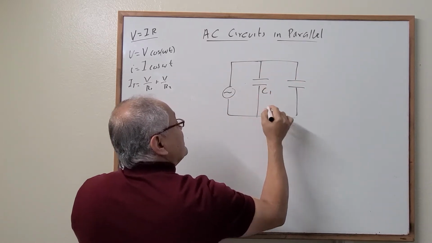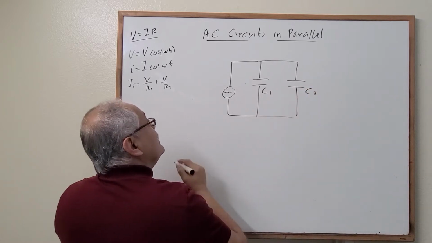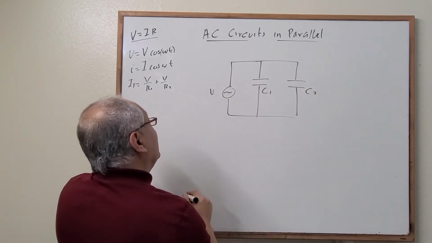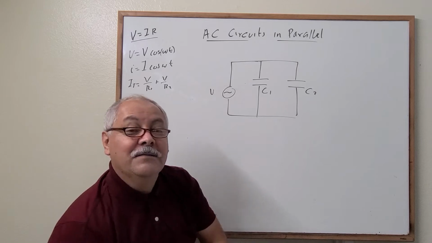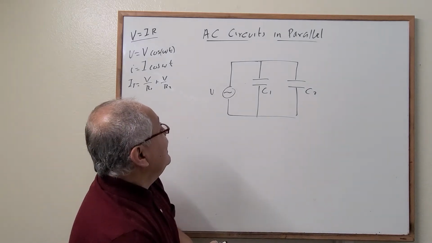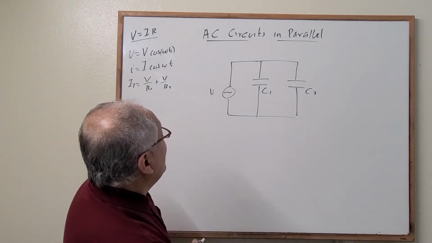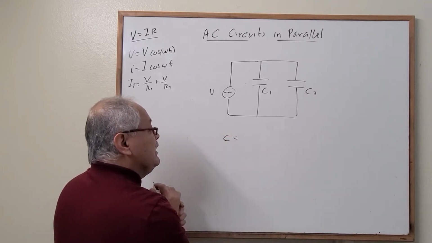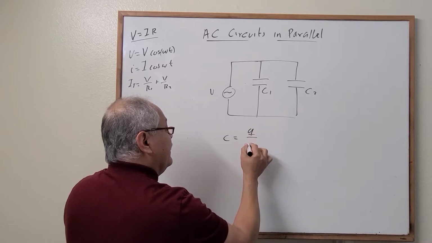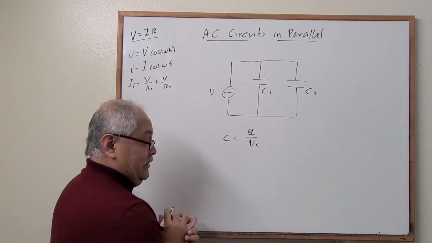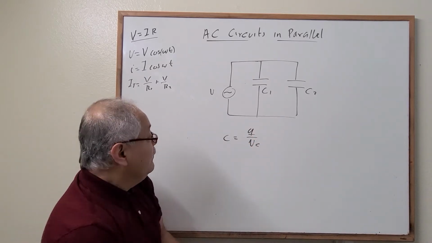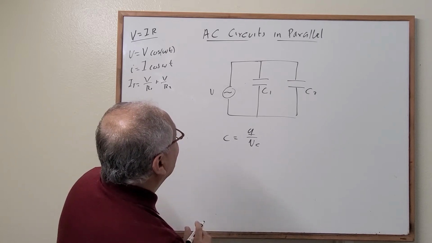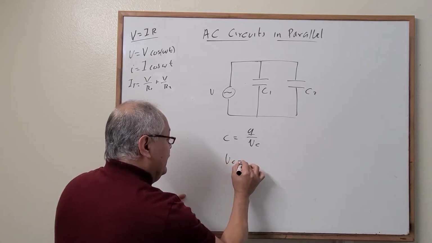Perfect. Capacitance 1, capacitance 2, correct? And this is the instantaneous voltage. Perfect. Now let's see what happens when we're dealing with capacitance. Remember, how do we define capacitance? It's equal to charge divided by voltage through the capacitor. Correct? Perfect. Now let's define the voltage through the capacitor.